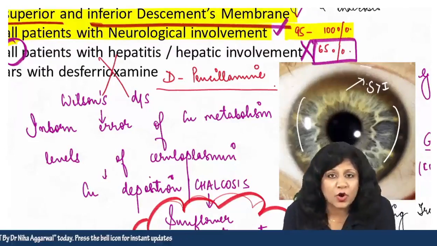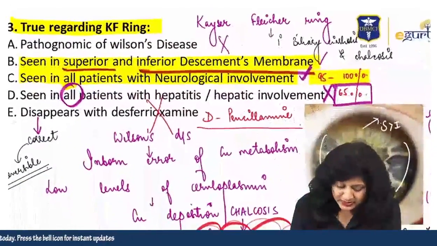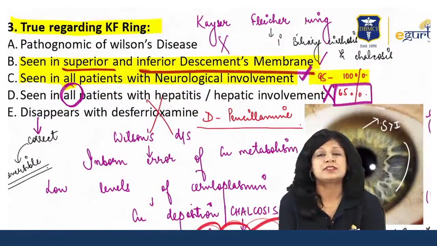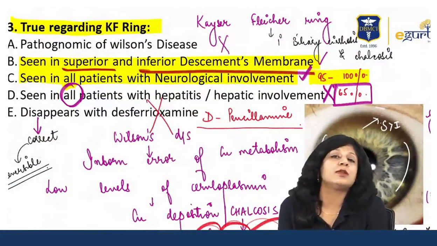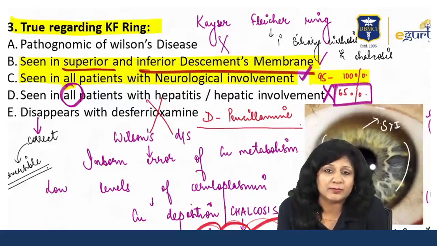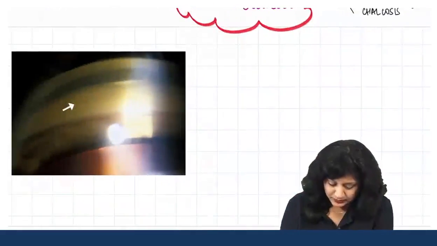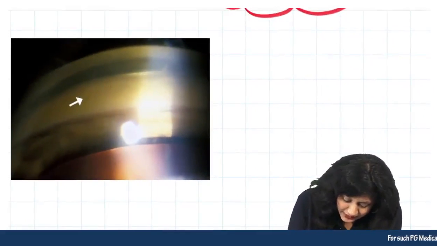So what are the right choices in this question? It is B and C. It is seen in the superior and inferior Descemet's membrane, and it is seen in all patients with neurological involvement. Right? Now one more thing. Can you see? This is actually the gonioscopy.